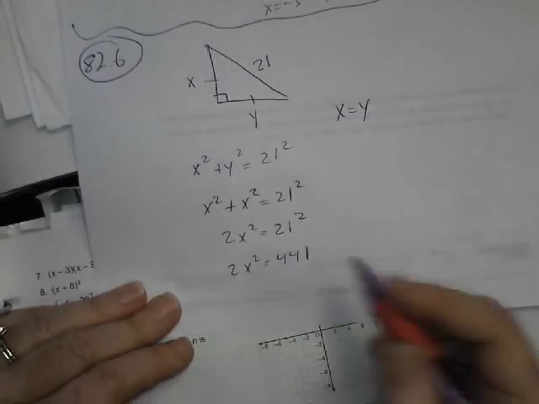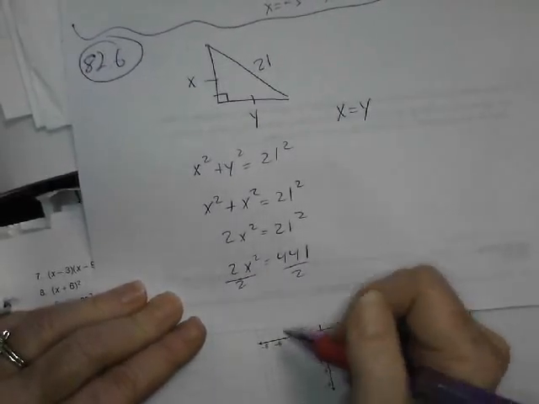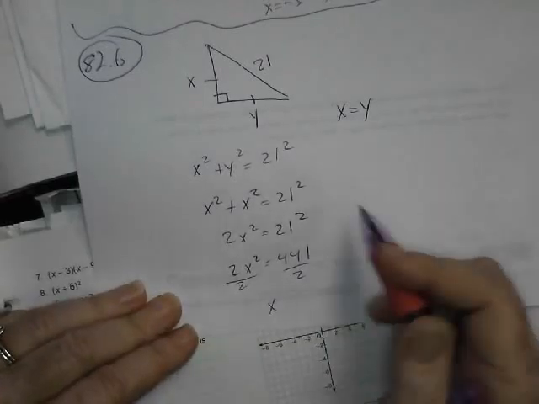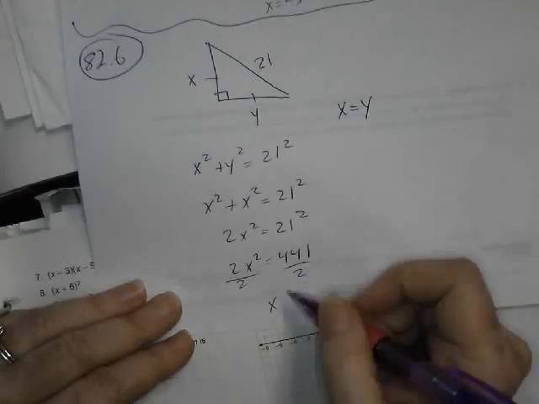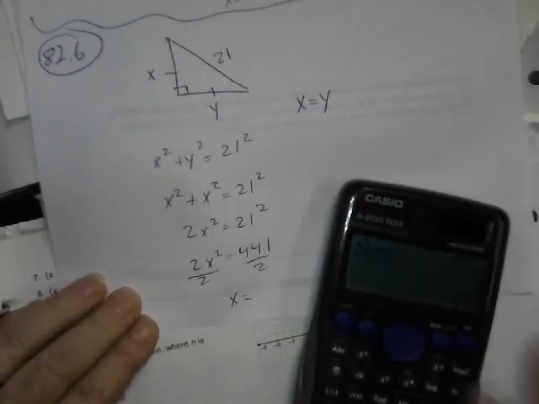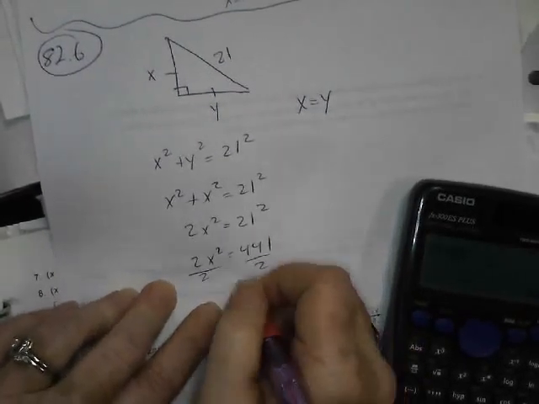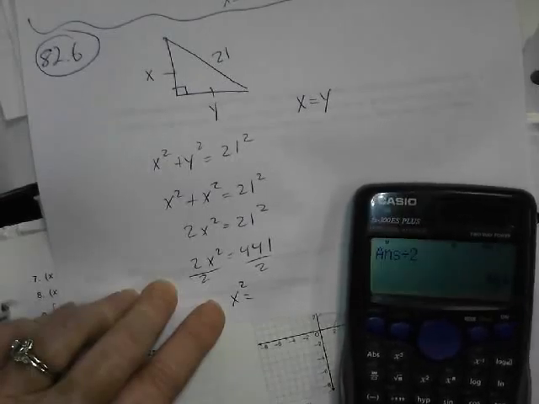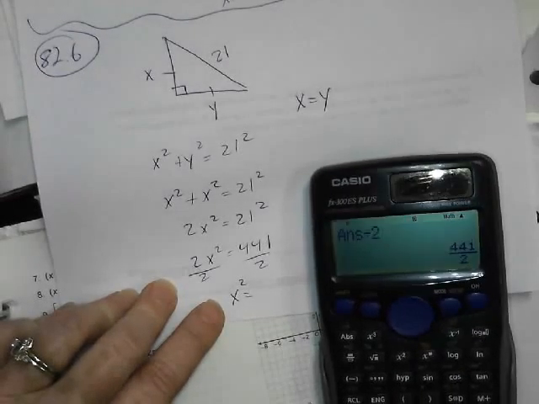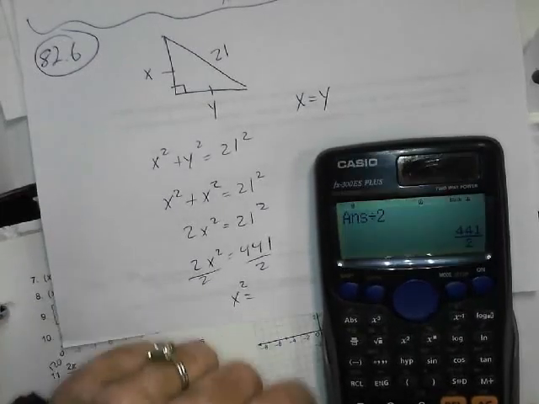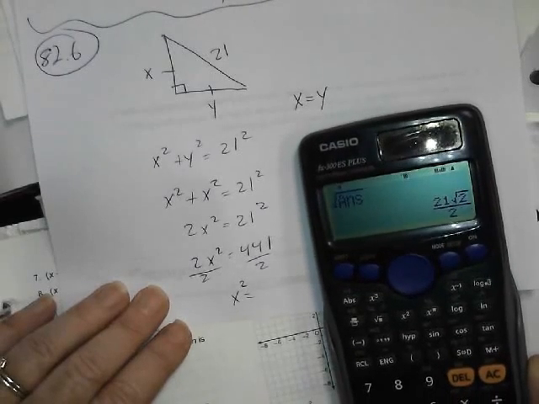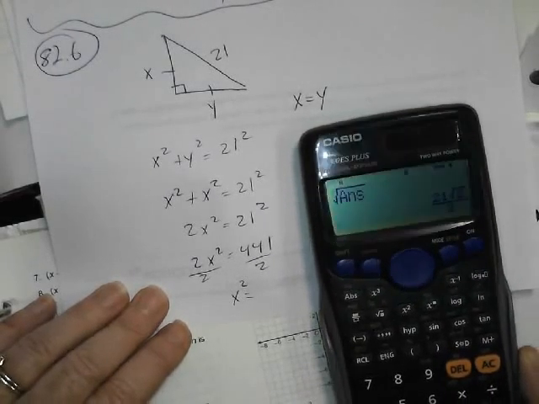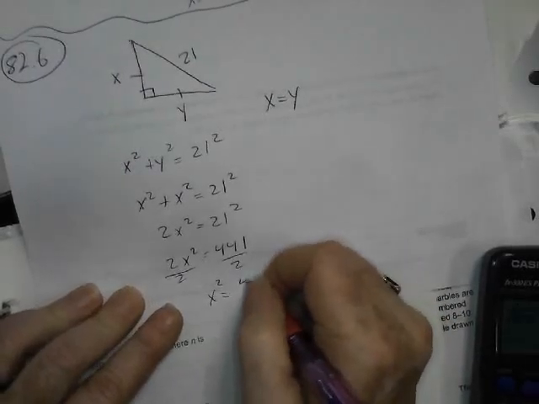You can do that, and then you can go like this, and it's ugly. But I don't think we should do it this way, because it said find the exact value, didn't it? And if I put that in my calculator, actually my calculator will give you an exact value. 441 divided by 2 is 441 halves, and if I take the square root of that, I get 21 root 2 over 2. That's maybe not the very best way to do it.